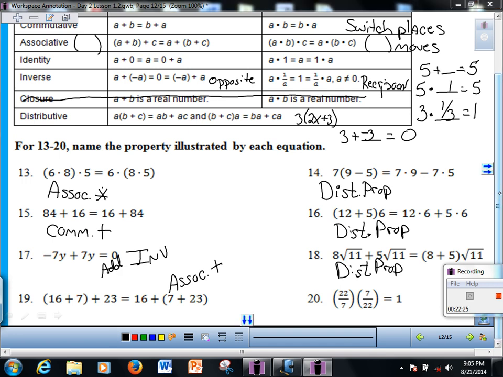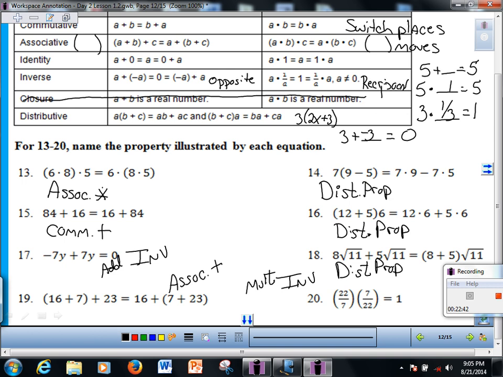Here's my number 20. Notice these two guys are reciprocals. So if I look up here, it's some kind of an inverse. It's going to be the multiplicative inverse, M-U-L-T.